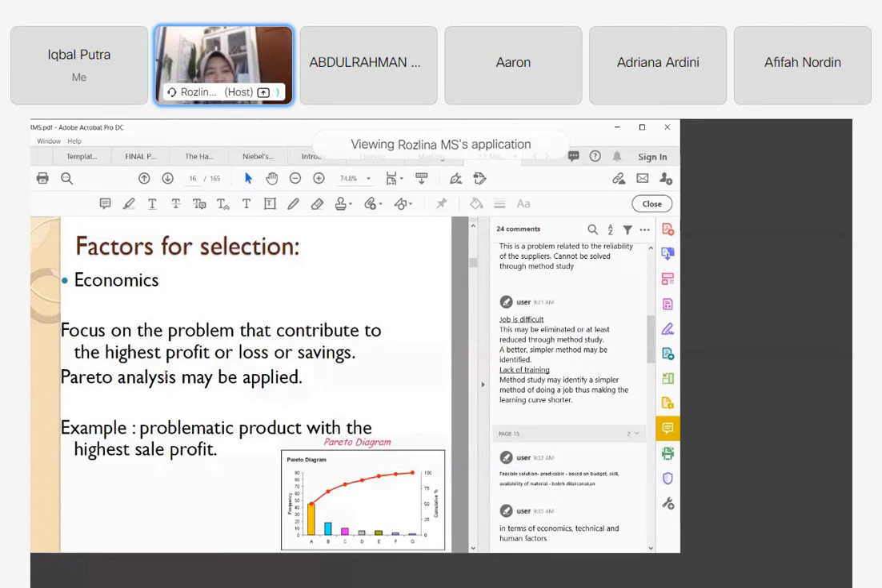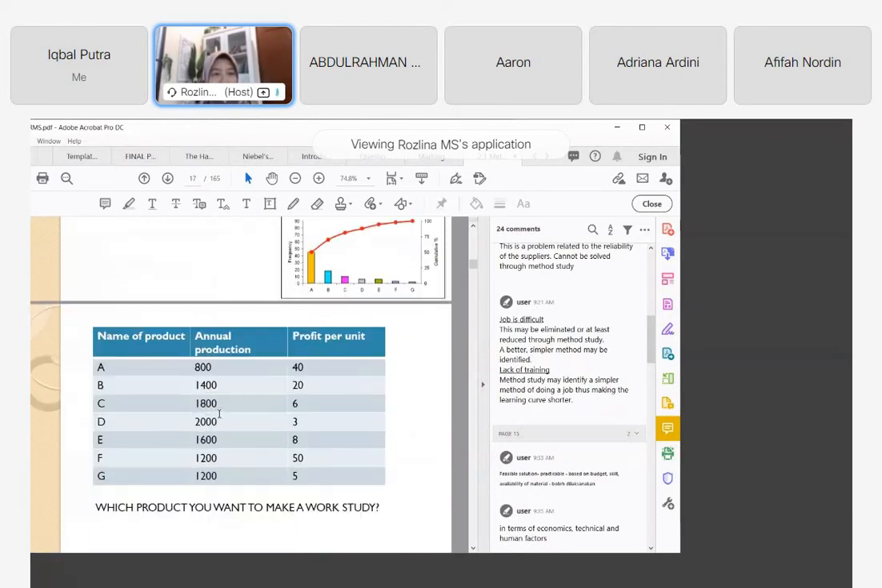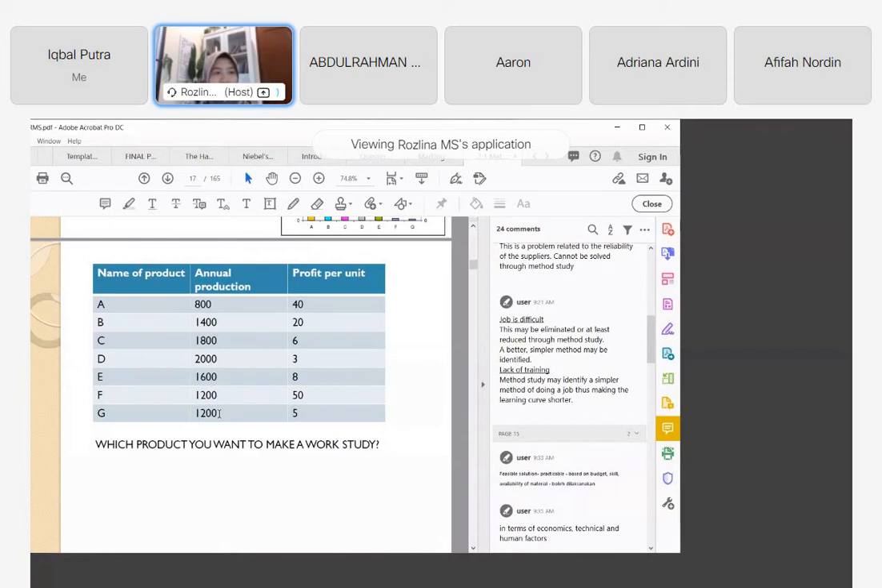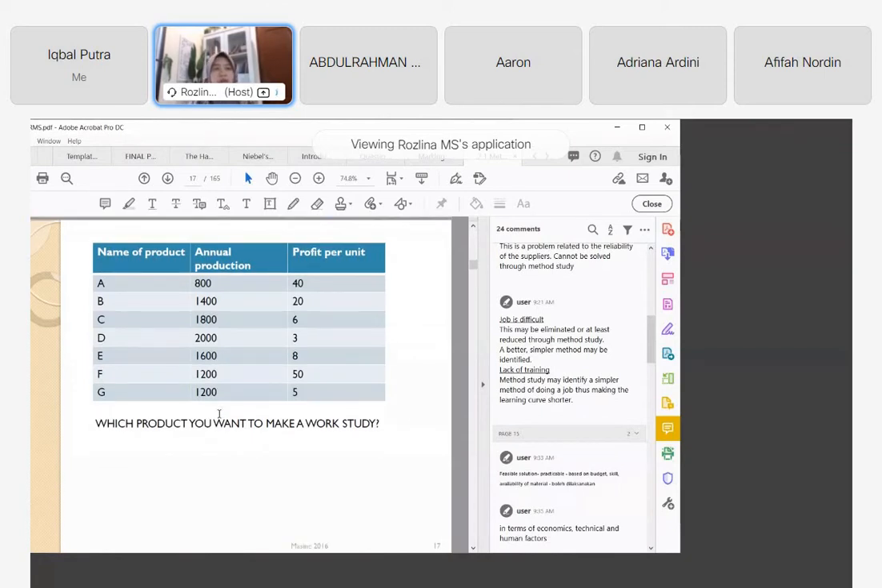So you can use Pareto analysis to identify which product or which process you want to do the method study on. Which product, simply put: the problematic product with the highest sale profit. Okay, now we look at the example here. Name of product, annual production and profit per unit.